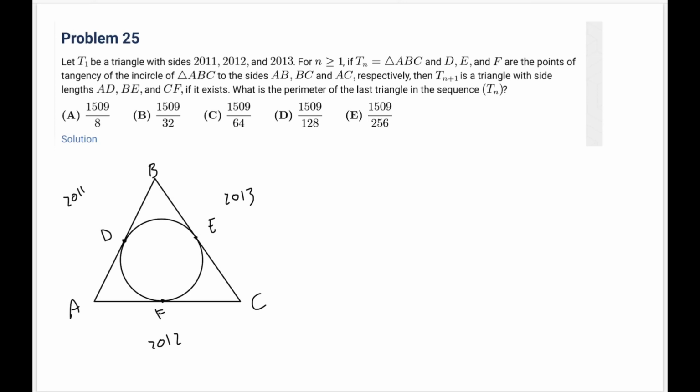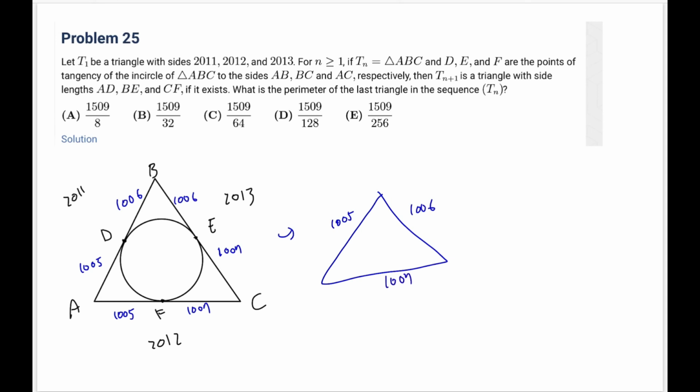So first we can see that we would be dividing it pretty evenly, right? So this would be just 2012 divided by 2, which is 1006. So this would be 1005, and then since this is 1005, this would be 1006, and this would be 1007, and it all makes sense. So the next triangle would be a triangle with side lengths 1005, 1006, and 1007.